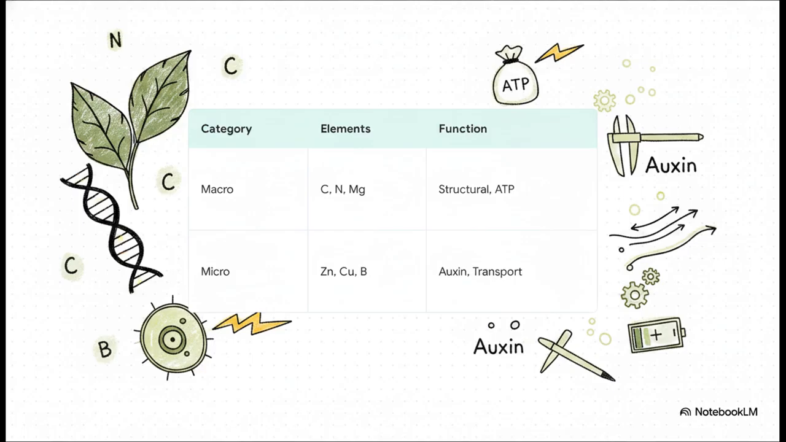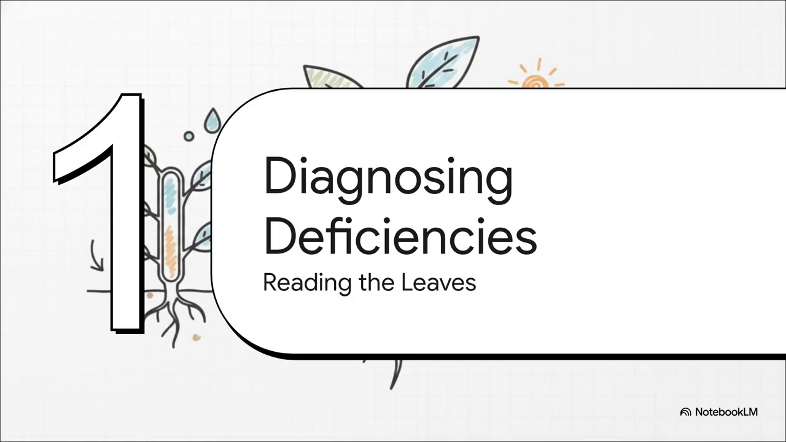Contrast that with your micronutrients. These guys are the precision tools. Zinc, for example, is vital for synthesizing plant hormones like auxin. Copper is a major player in electron transport. They're only needed in trace amounts, sure, but without these microscopic enzyme activators, the entire heavy-lifting machinery just completely grinds to a halt.